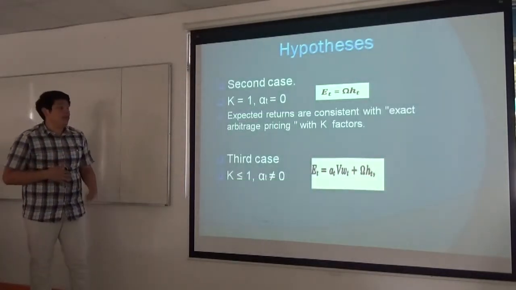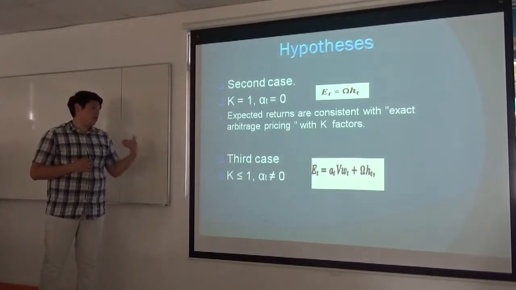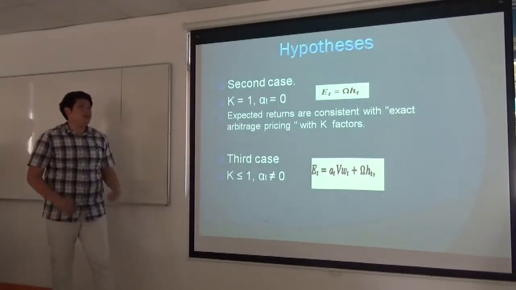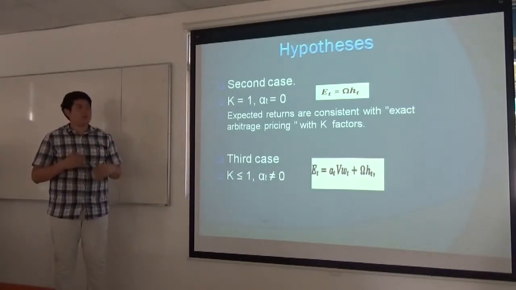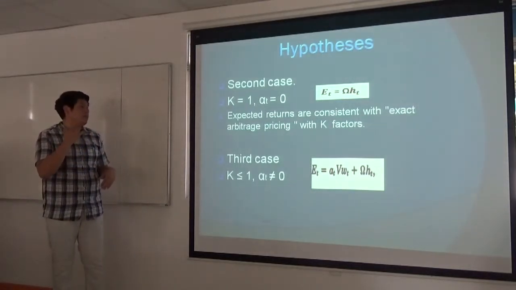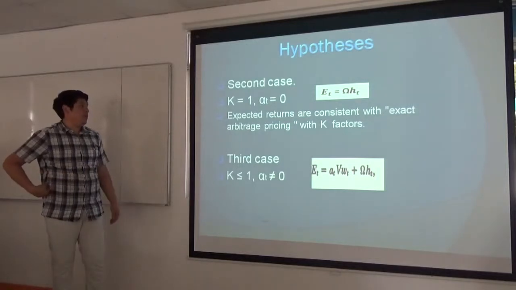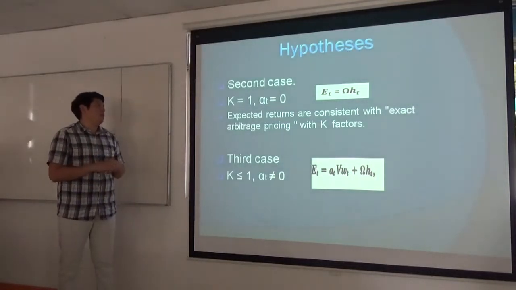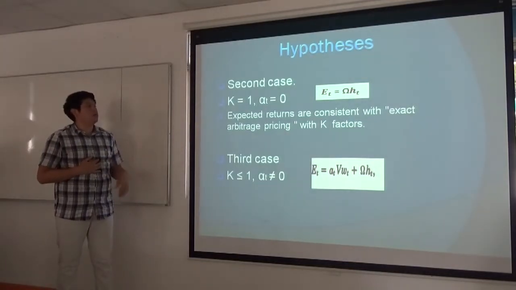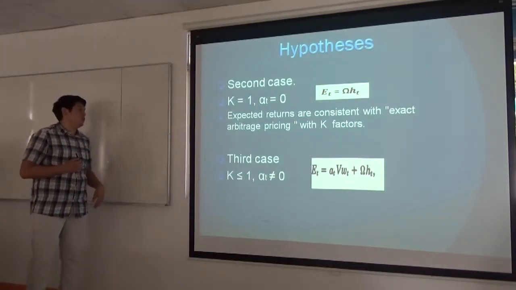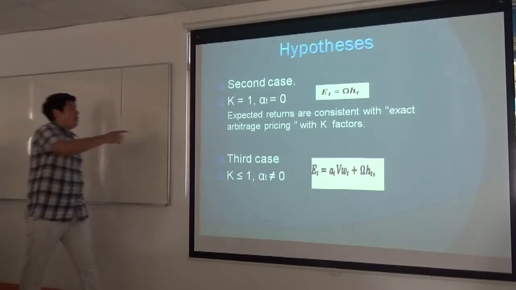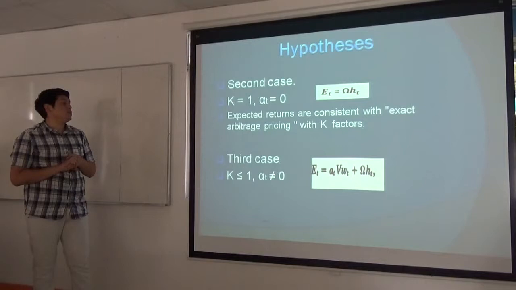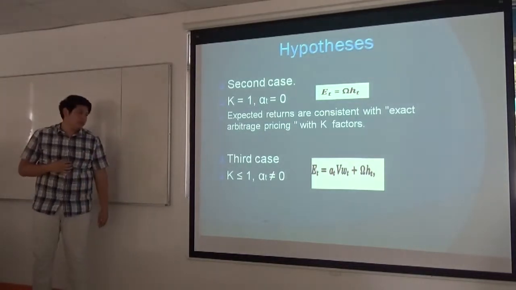The second case is when the market weighted portfolio does not enter the pricing equation. The hypothesis is k equals 1 and alpha t equals 0. Its expected returns are consistent with exact arbitrage pricing with k factors.